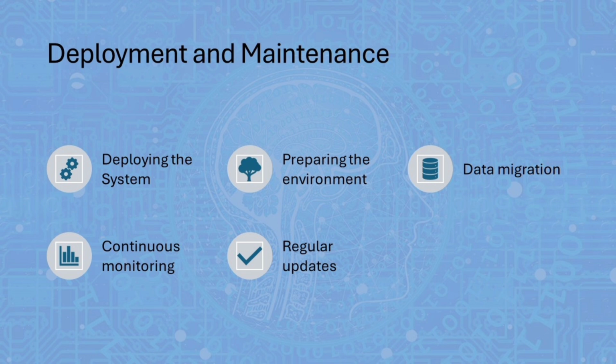Deployment and maintenance. Deployment involves setting up the production environment, including hardware and network configuration. The system is then deployed, and any existing data is migrated to the new system. Continuous monitoring is essential to track system performance and security. Regular updates and maintenance, including software patches and security updates, ensure the system remains secure and efficient over time.